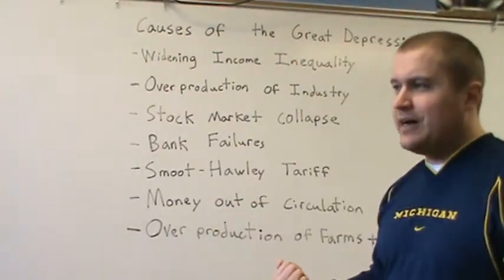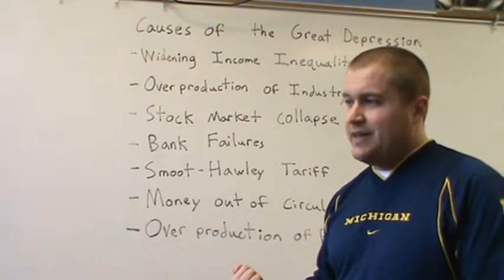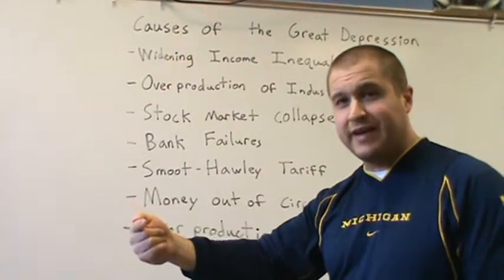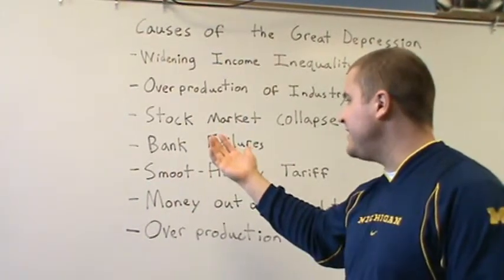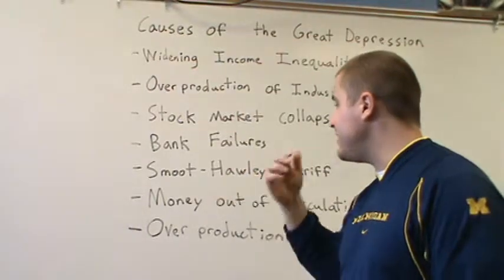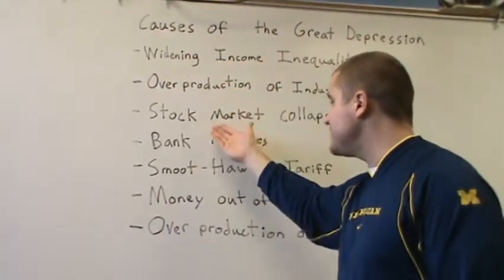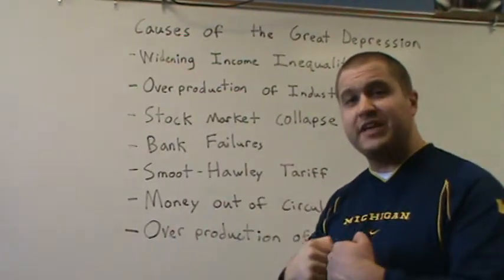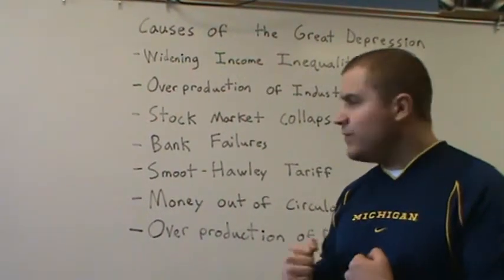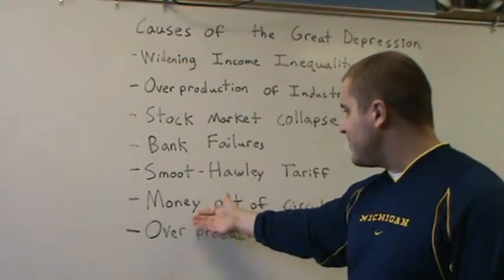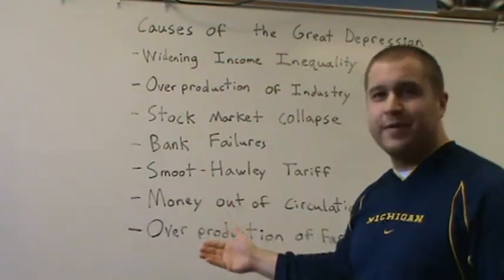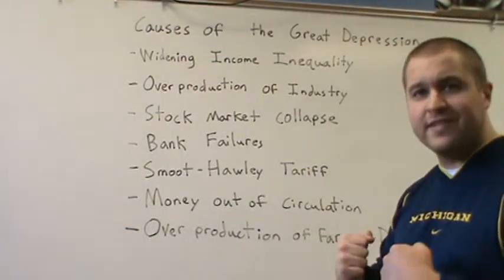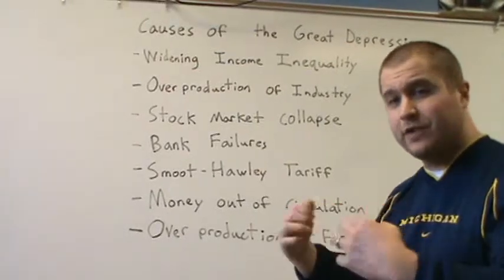Remember, he wins the presidency in 1928, which means he becomes president in March of 1929. And you see the stock market collapse in October of that same year. You know, he really didn't cause these things, but he does make decisions that make the Depression even worse. And so these last couple ones right here, they're not necessarily causes of the Depression, they're causes of why the Depression was as great and as painful as it was.